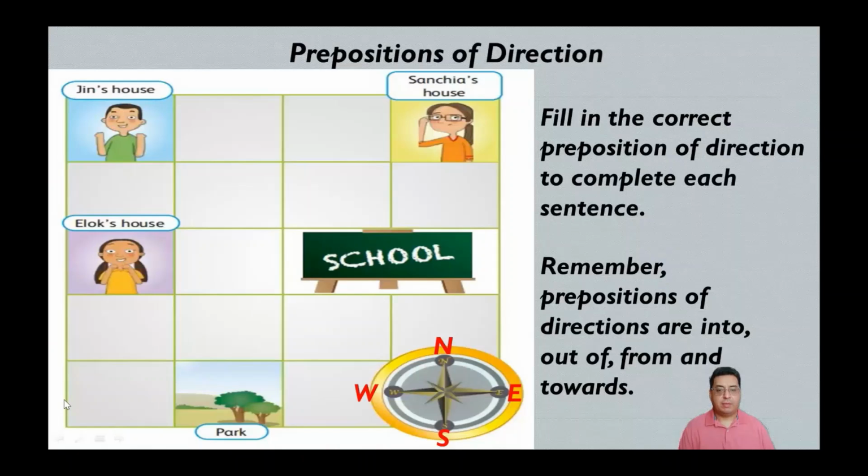So I've got this map here, and we're just going to read the directions before we do the activity. You're going to fill in the correct preposition of direction to complete each sentence. And remember, prepositions of direction are into, out of, from, and towards. So those are the words we're going to be using today.